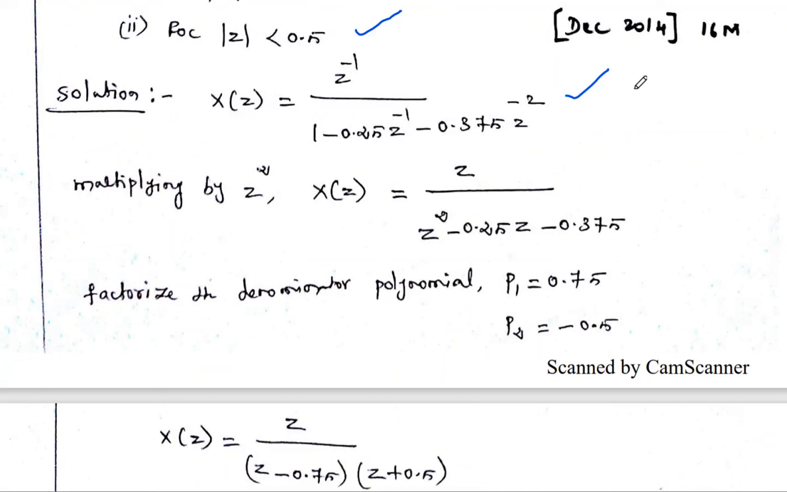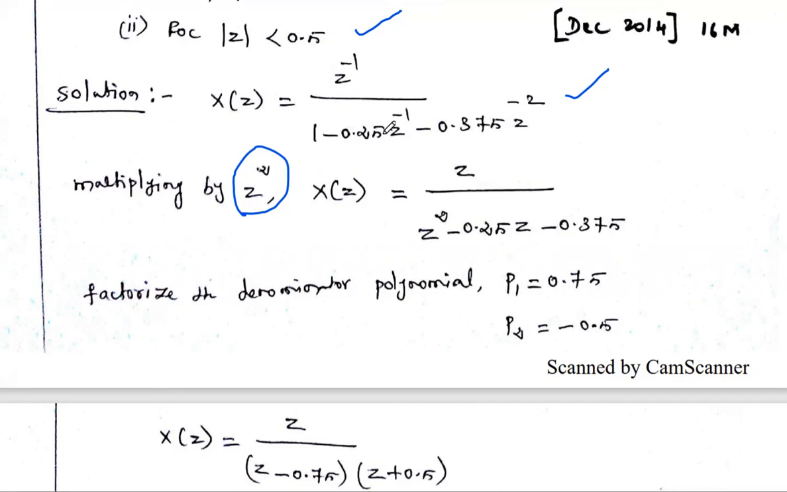In order to factorize the denominator polynomial, it is easy to solve if there are positive powers of z. So we multiply both numerator and denominator of this X(z) by z squared. Then X(z) is equal to: in the numerator, z inverse multiplied with z squared gives z. Similarly, the denominator is multiplied with z squared, so 1 multiplied with z squared.